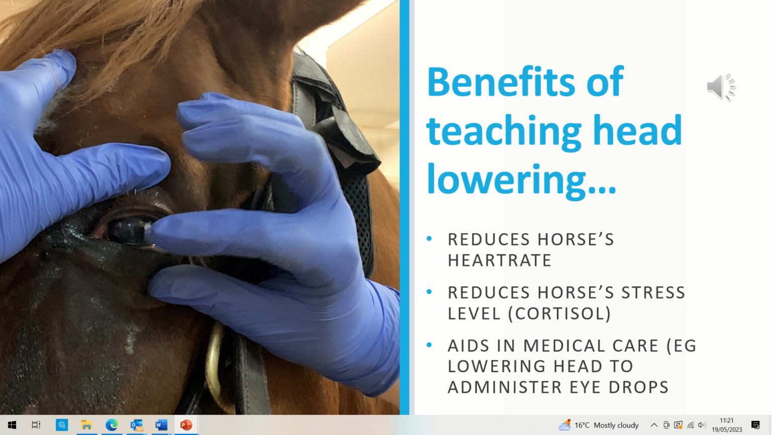Teaching head lowering reduces the horse's heart rate and cortisol levels, reducing stress, and can be used to aid medical care by lowering the head to administer things like eye drops or creams.